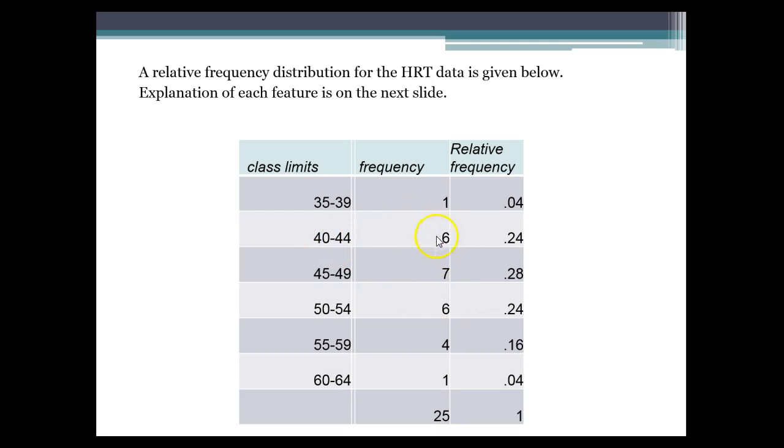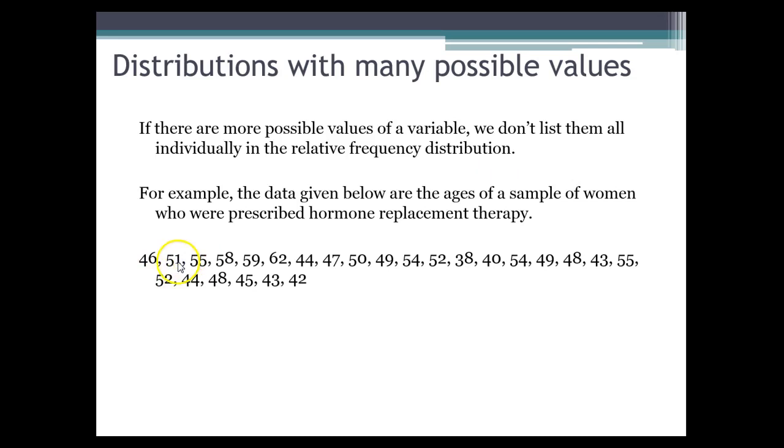There were 6 women in the 40 to 44 age range, 7 people in the 45 to 49 age range, etc. So that tells us what the categories are and then what the frequencies are. To get the frequencies, I go back to the data and just count. How many were there in the 45 to 49? So there's 1, 2, 3, 4, 5, 6, 7. Okay, so that's literally all I do.